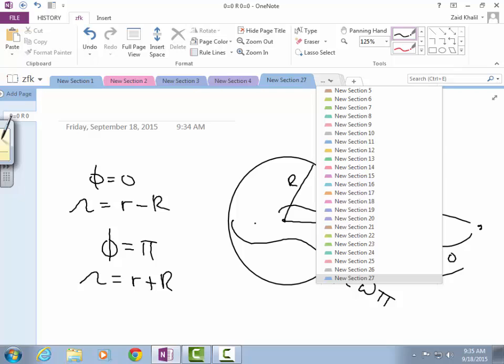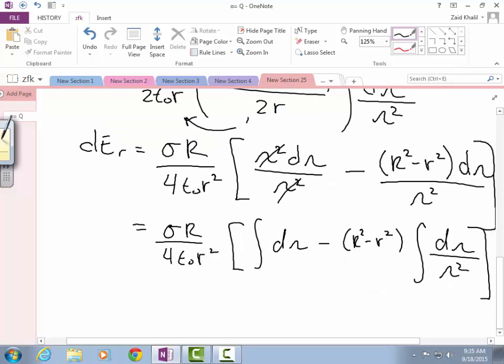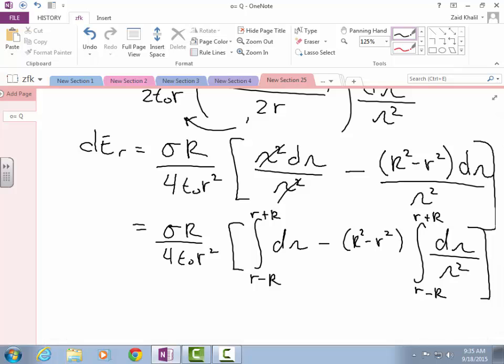Ready? So this is going to go from little r minus R to little r plus R. And this is going to go from little r minus R to little r plus R. But that's 1 minus that times d script r.